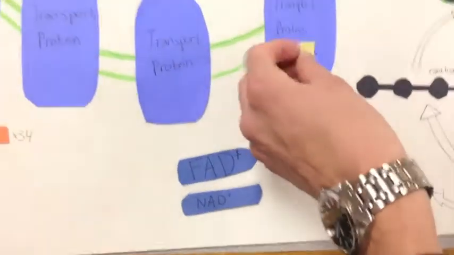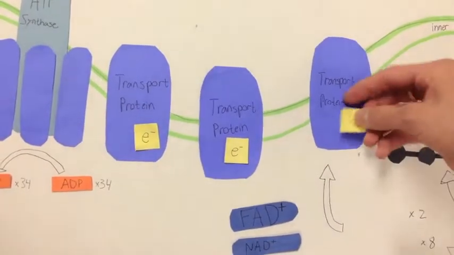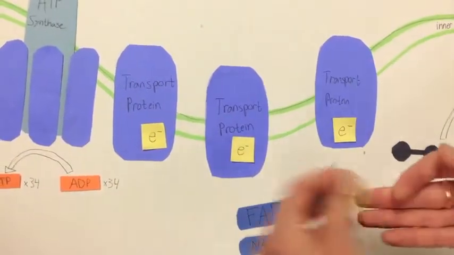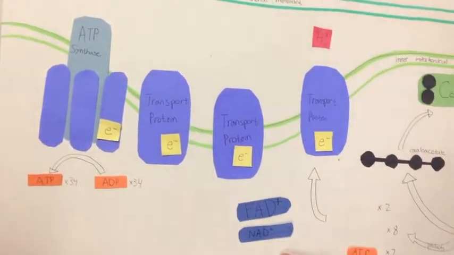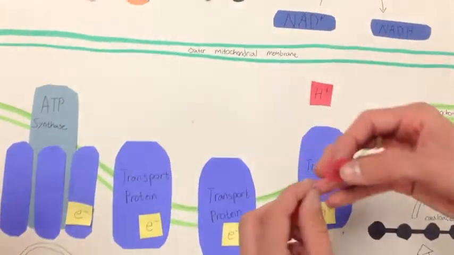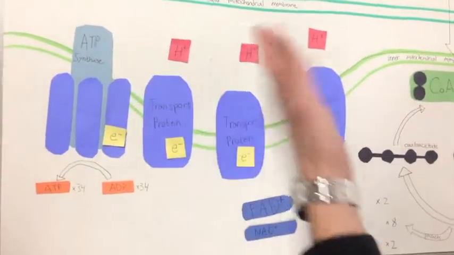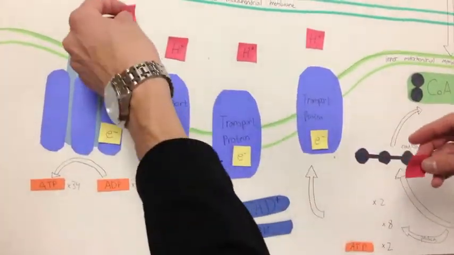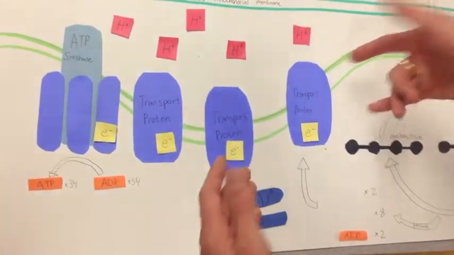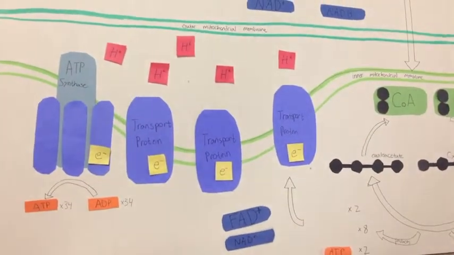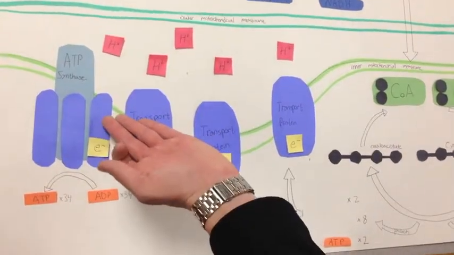Their electrons travel down the transport chain, and this triggers the transport proteins to pump the H plus ions, which are essentially just protons, through the inner mitochondrial membrane and into the area between the outer mitochondrial membrane and the inner mitochondrial membrane. This creates a concentration gradient for the H plus to diffuse back into the mitochondrial matrix, and the path for them to do this is ATP synthase.